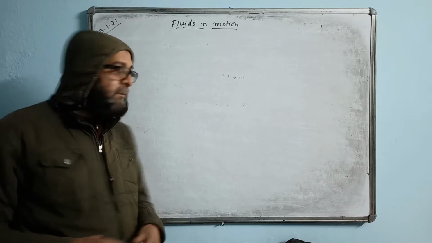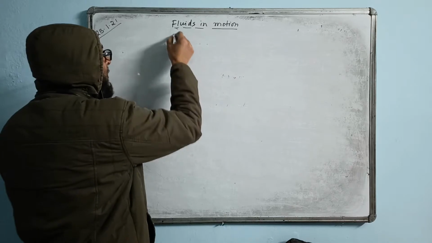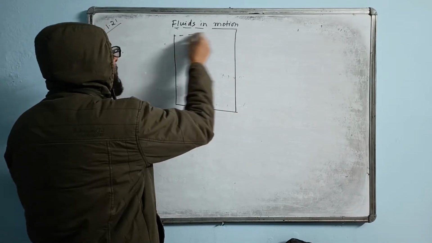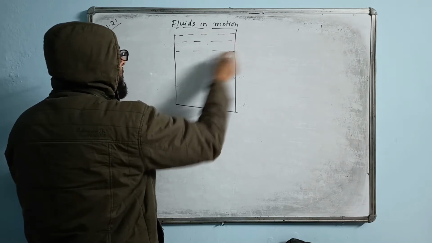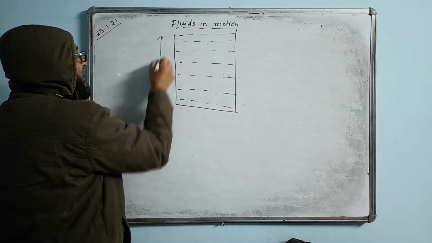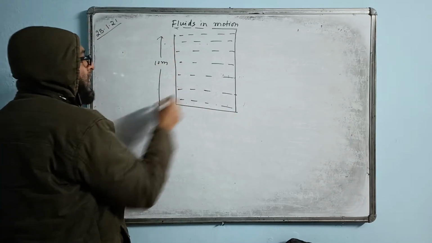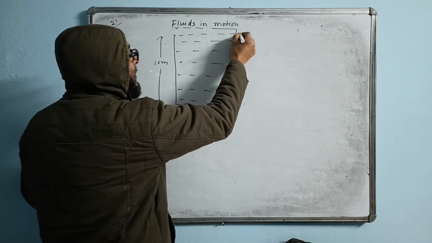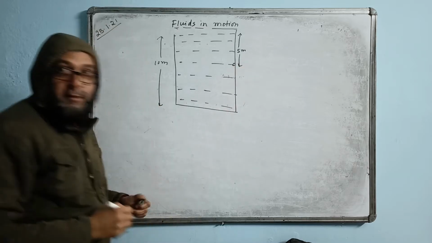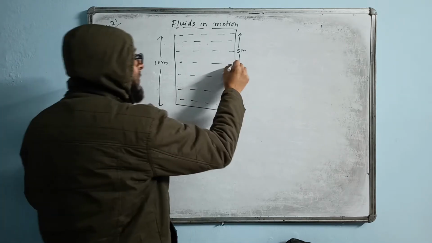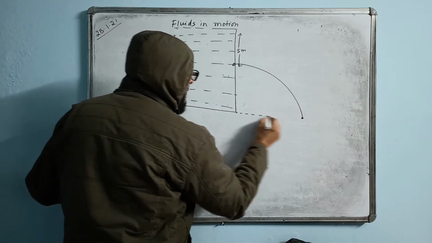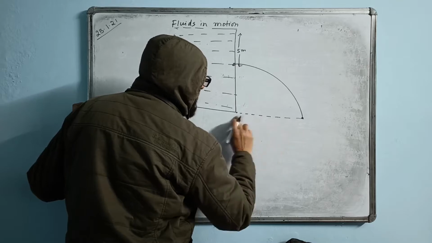G value is 10, and there is a diagram given here. This is a tank full with water. Maybe this entire thing is 10 meters, but the hole is situated at a depth of 5 meter below the water level. So from here the water will be flowing out and will be hitting the ground at this point. You have to find this distance.